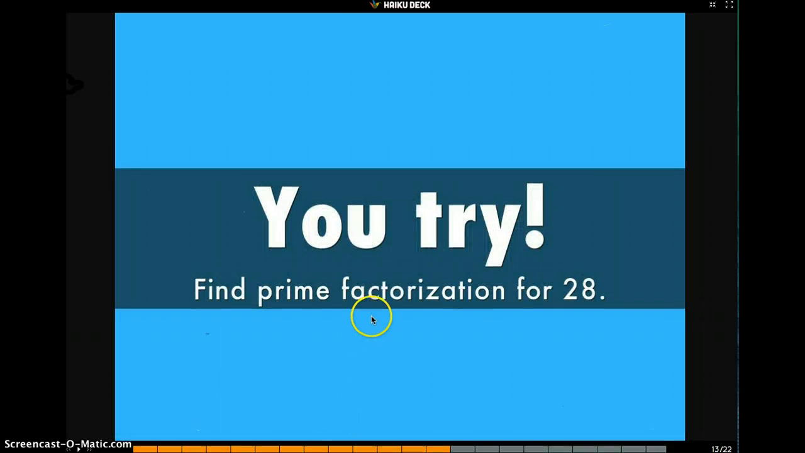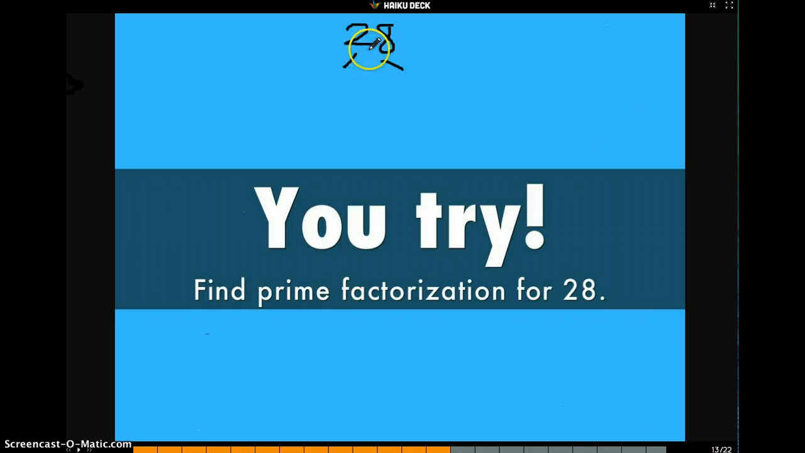Okay. So you try. Let's try finding the prime factorization of 28. So go ahead and stop the video and see if you can do it all on your own.